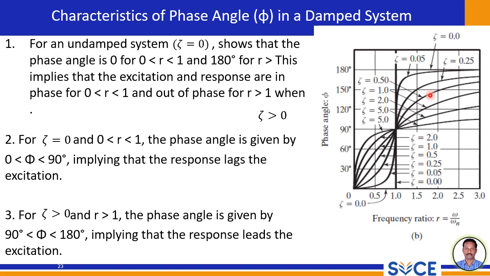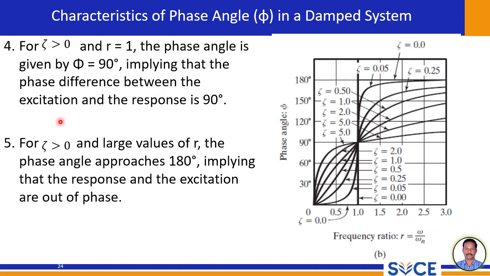It is important to note two very important things. When damping is equal to 0, the response lags the excitation. When damping is greater than 0, the response leads the excitation. Similarly, for damping greater than 0 and R equal to 1, the phase angle is 90 degrees, implying that the phase difference between the excitation and the response is 90 degrees. For psi greater than 0 and large values of R, the phase angle approaches 180 degrees, implying that the response and excitation are out of phase.